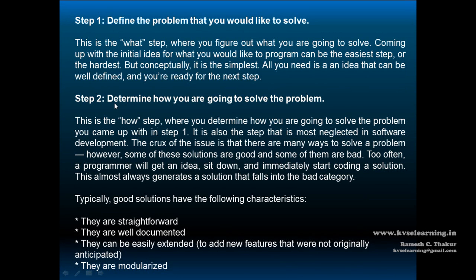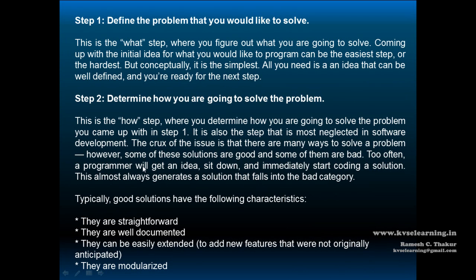And step 2 is to determine how you are going to solve the problem. Now the problem has been defined, that this is required to be done. So in step 2 we discuss how it will be done, how we shall obtain the solution to the problem defined in step 1. This step is known as the how step, where you determine how you are going to solve the problem you came up with in step 1. It is also the step that is most neglected in software development. The crux of the issue is that there are many ways to solve a problem. However, some of these solutions are good and some of them are bad.